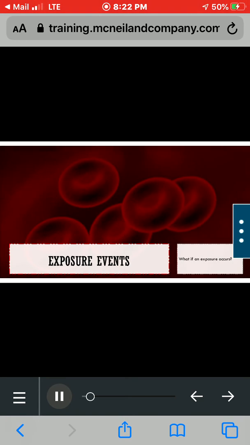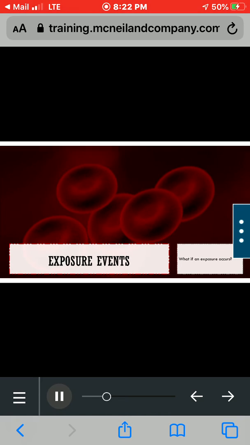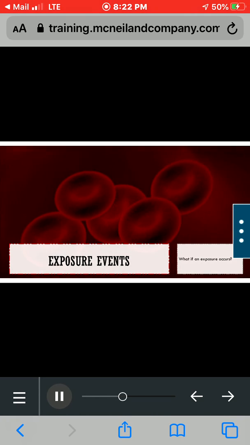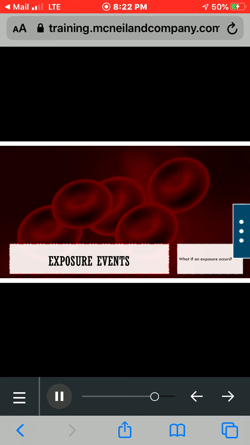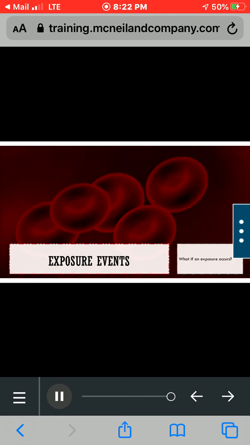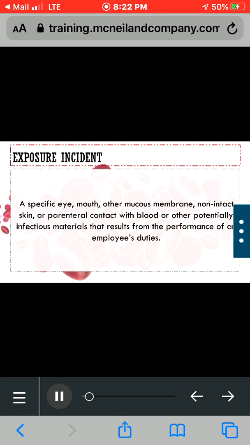In the course of your job duties, exposure incidents may occur, and if they do, we must know how to react and what actions to take to minimize the risks of the transmission of bloodborne pathogens. An exposure incident is a specific eye, mouth, or other mucous membrane, non-intact skin, or parenteral contact with blood or other potentially infectious materials that results from the performance of an employee's duties.